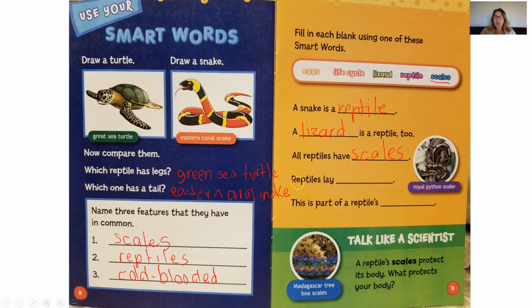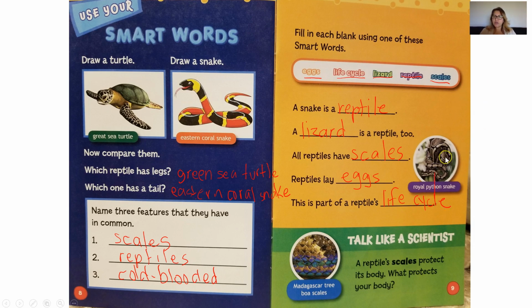Okay, reptiles lay what? Eggs or life cycle? Eggs. Okay, this is part of a reptile's what? Okay, we had eggs, so the only word that we have left over is life cycle. So we're going to write in life cycle.